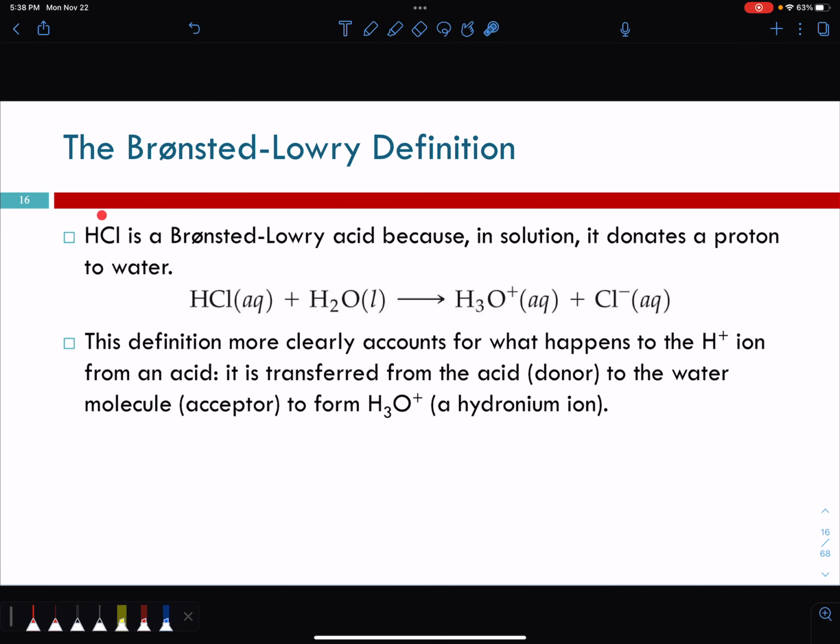So HCl, easy enough. Under Bronsted-Lowry and the Arrhenius definition, it's an acid, because in solution, it's donating this proton to water, and then forming this hydronium ion. So you have the Cl minus, H3O plus. It's transferred from the acid donor to the water molecule, the acceptor, to form H3O plus. So in this situation, this is our acid. And then water now is our base because it's accepting that proton from the HCl.